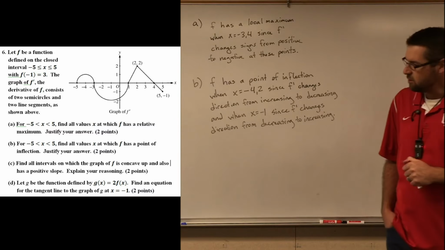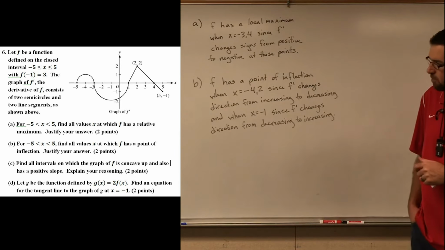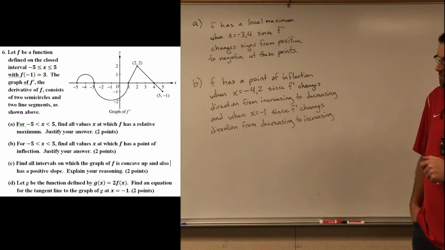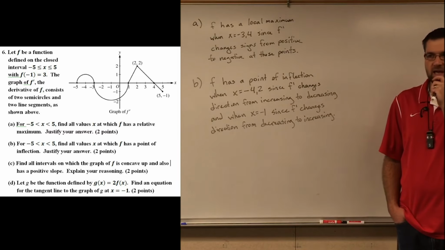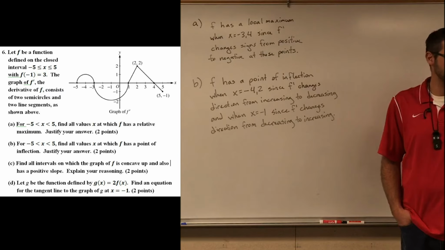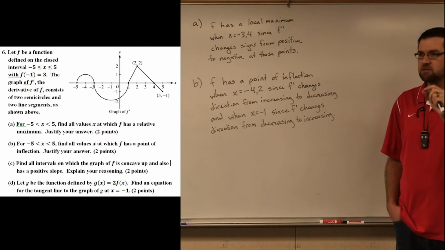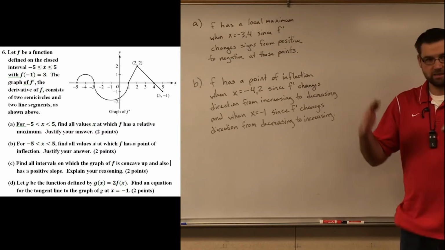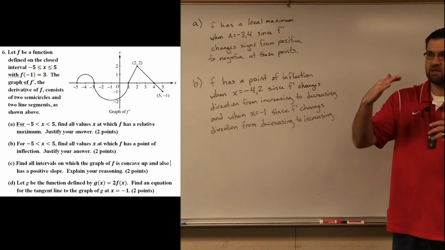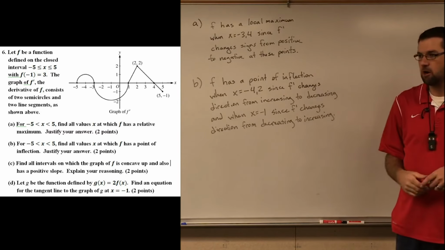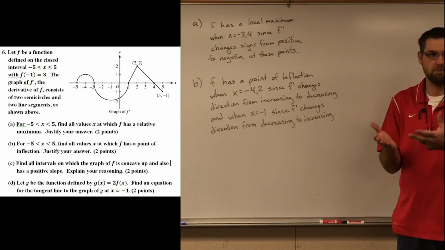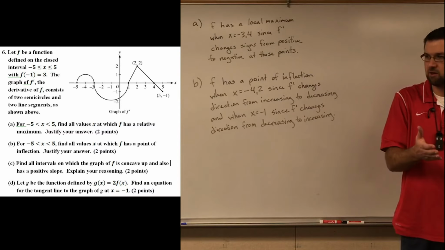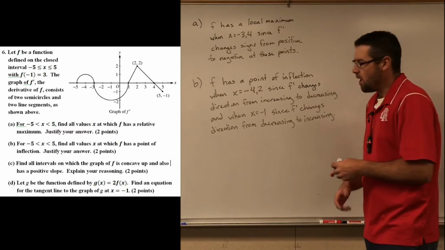C. Find all intervals on which the graph of f is concave up and also has a positive slope. For it to have a positive slope, what does that mean? If it's got a positive slope, that means f prime is positive. If it's got a positive slope, what does that mean about f? It's increasing. If f has a positive slope, that means the function's increasing, which means f prime is positive. Remember, what's another word for slope? Derivative. So if f has a positive slope, it has a positive derivative. Does that make sense?